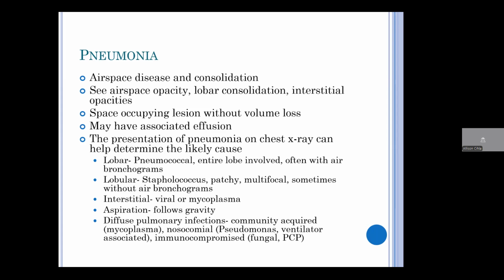And then diffuse pulmonary infections, again, can be mycoplasma, like a community-acquired pneumonia, or a hospital-acquired, nosocomial pneumonia, like Pseudomonas or ventilator-associated pneumonia. And then we also see diffuse infections in our immunocompromised patients, and these are thought to be more likely to be fungal or PCP, which is now known as PJP.